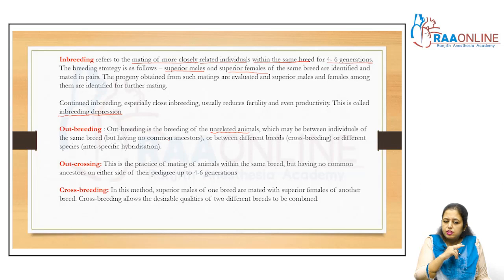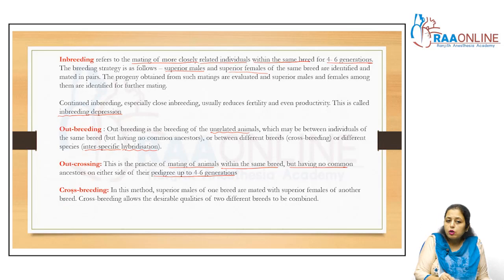But if we cross the donkey and the horse, that is different species, that is called interspecific hybridization. Mule is an example of interspecific hybridization, right? Now come to outcrossing. It is the practice of mating animals within the same breed but having no common ancestors, up to 4 to 6 generations of their pedigree. This is called outcrossing.